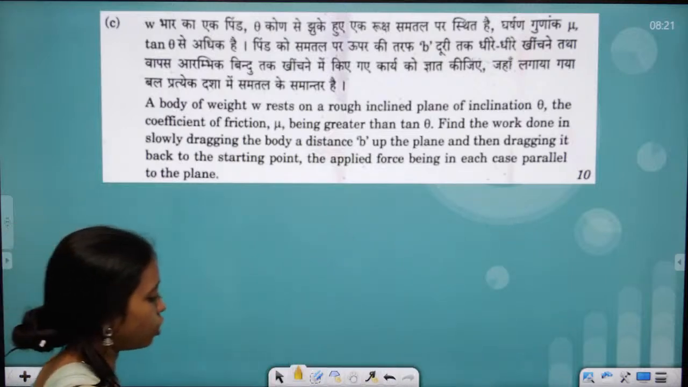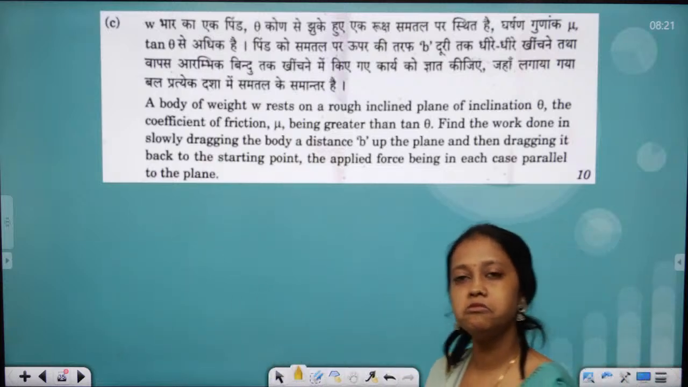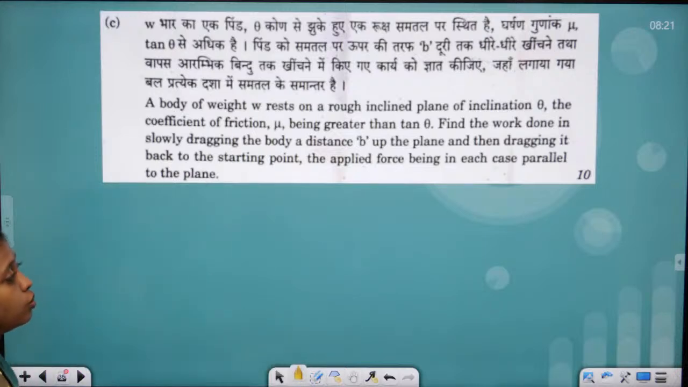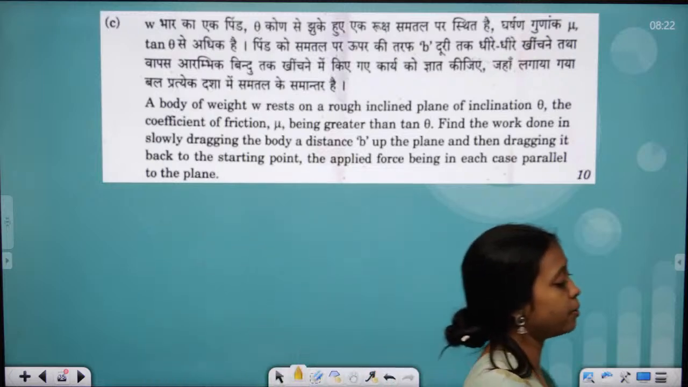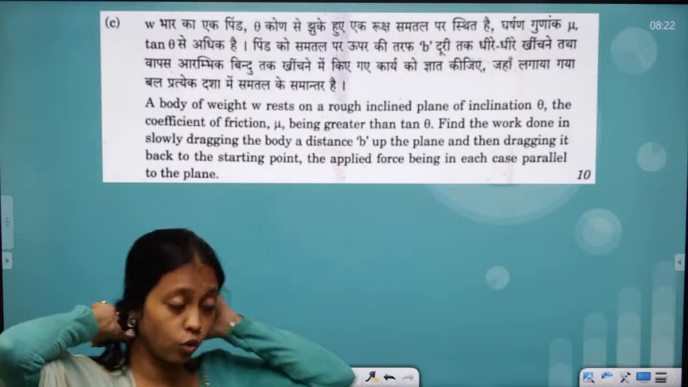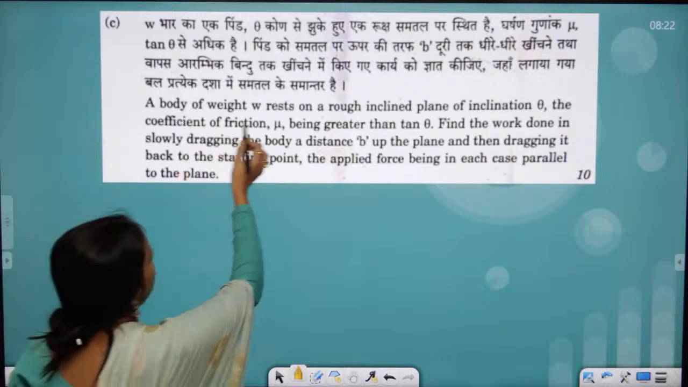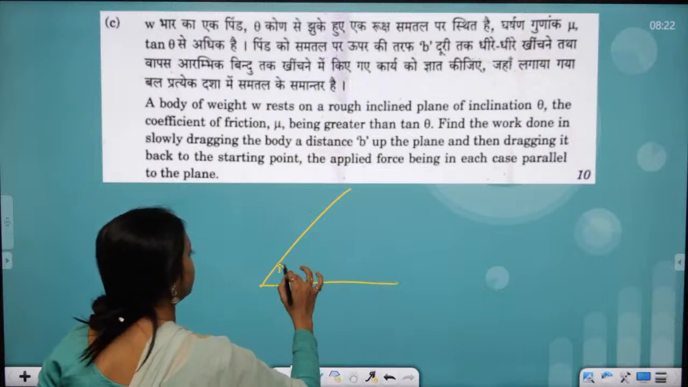Okay, so if you have done the topic of friction in mechanics, this question was nothing. Again, I'll show you the questions of mechanics where some effort was required, but I don't think that over here anything was required. See, a body of weight W rests on a rough inclined plane of inclination theta.